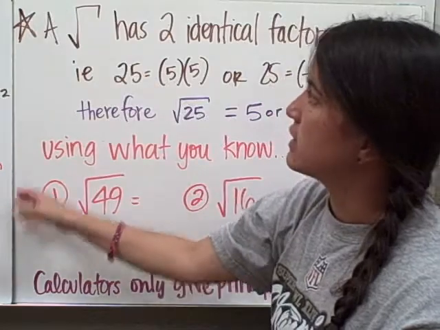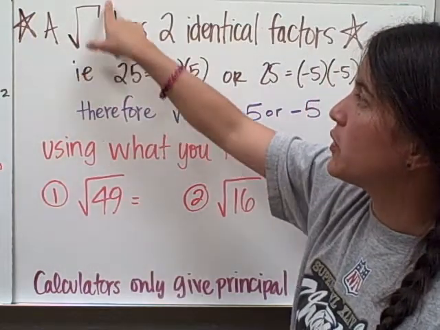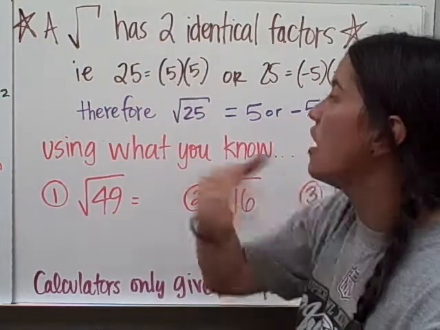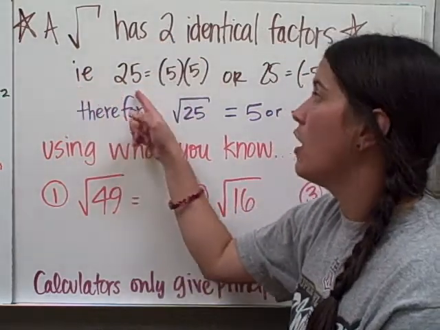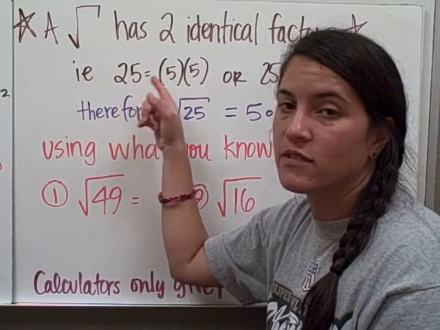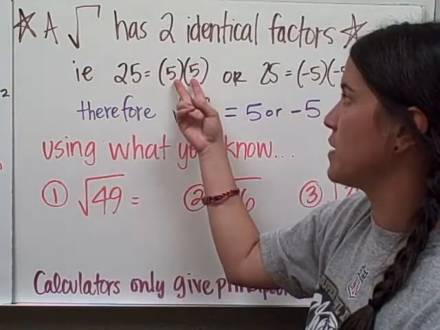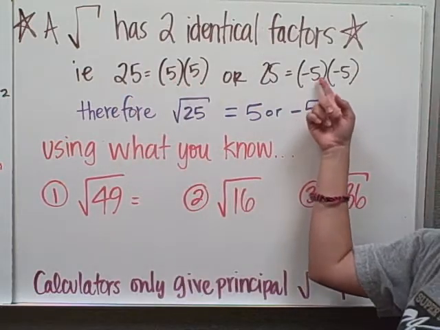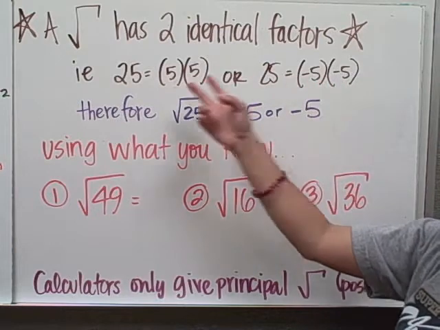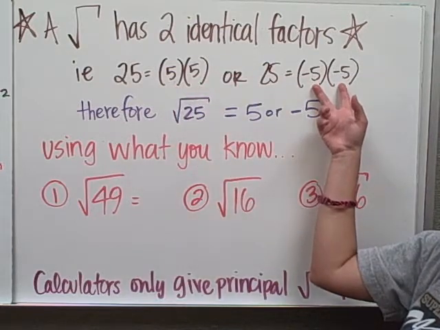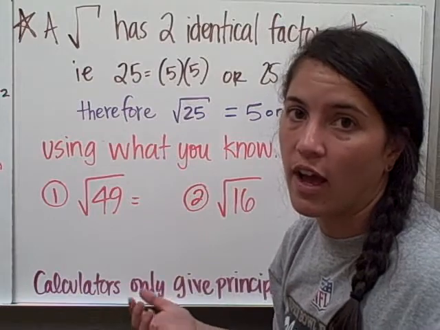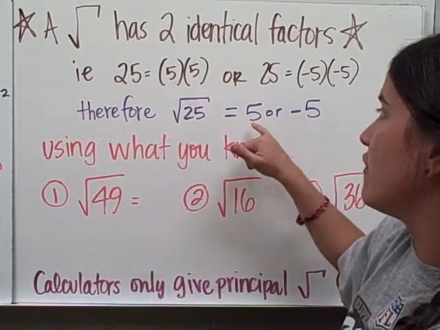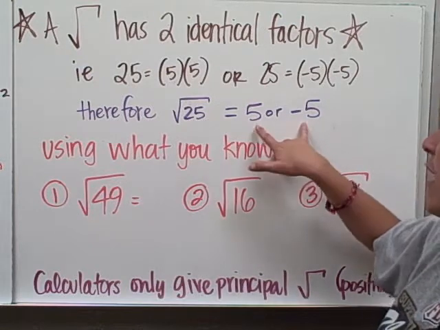And a few more things. A square root has 2 identical factors, and so that's what we're talking about, 2 factors. For example, 25 can be written as 5 times 5, 2 identical factors. But 25 can also be written as negative 5 times negative 5. Notice 5 times 5 and negative 5 times negative 5 both give us a product of 25. Therefore, the square root of 25 can either be 5 or negative 5.